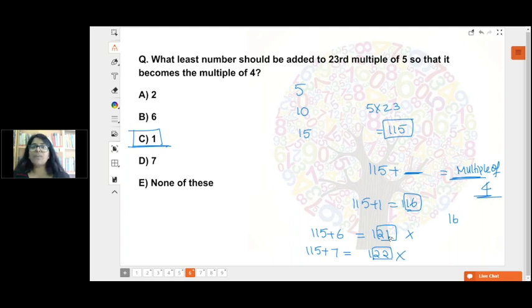So this is how we do the questions, right? I mean, just stick to the basics. You already know everything. So it's just a matter of implementation. So I wish you all the best for upcoming exams, and bye everybody. I hope you have understood everything.